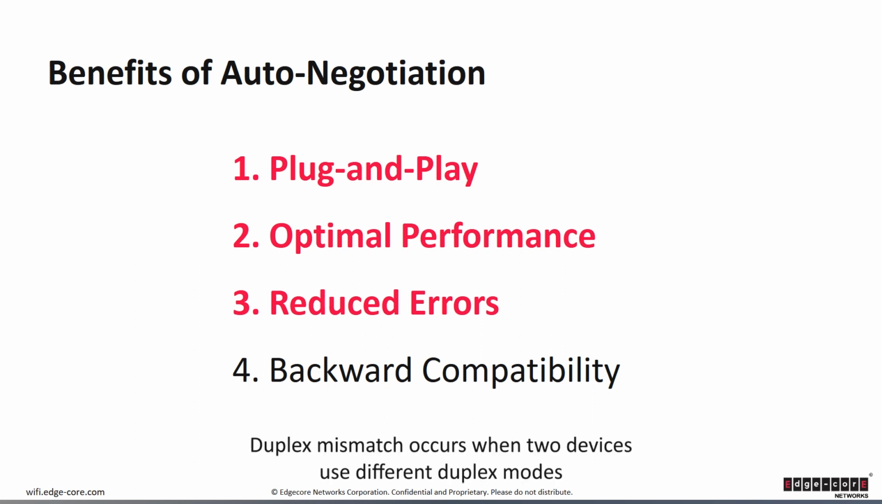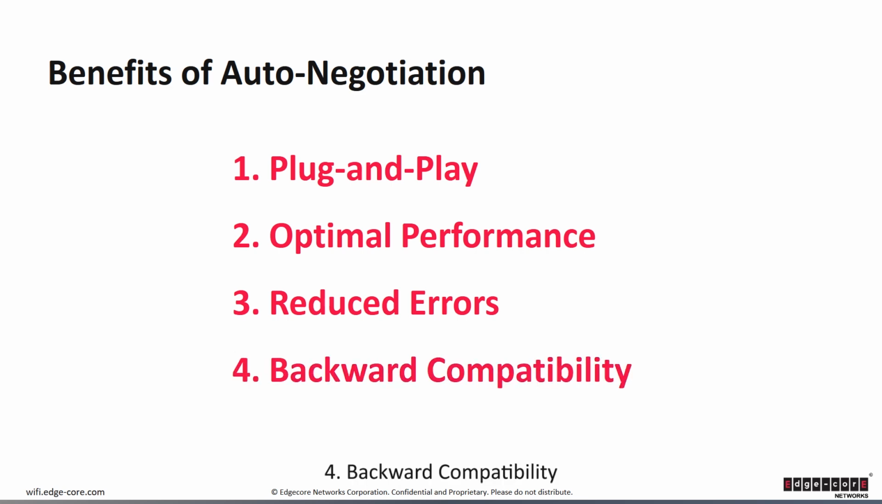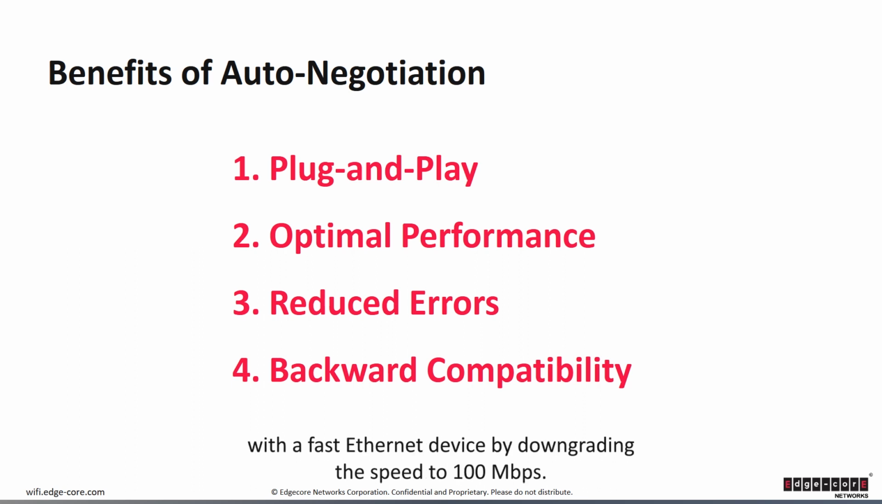Duplex mismatch occurs when two devices use different duplex modes, such as one using full duplex and the other using half duplex. This can result in collisions, errors, and reduced throughput. Auto-negotiation can prevent this by ensuring that both devices use the same duplex mode. 4. Backward compatibility. For example, auto-negotiation can enable a Gigabit Ethernet device to communicate with a Fast Ethernet device by downgrading the speed to 100 megabits per second.